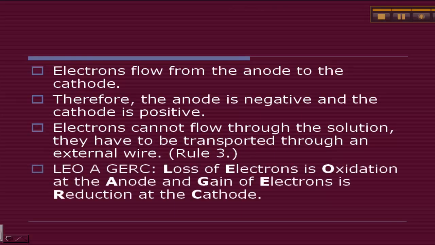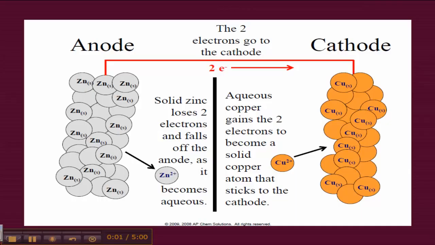So here's a way to help you remember: LEO the lion says GER. The loss of electrons is oxidation at the anode. Gain of electrons is reduction at the cathode. Now here we're looking at what happens at the anode and at the cathode. As the reaction proceeds, the mass of the anode is constantly decreasing and the mass of the cathode is constantly increasing. The oxidation occurs at the anode, reduction occurs at the cathode.